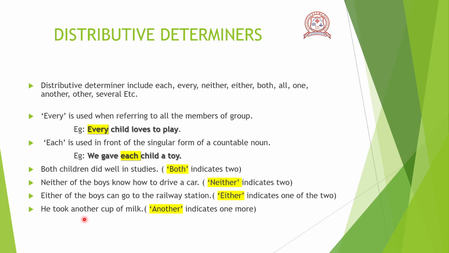Next, he took another cup of milk. Another cup of milk, another indicates one more. You will ask, can I have another cup of ice cream? It means I want one more.